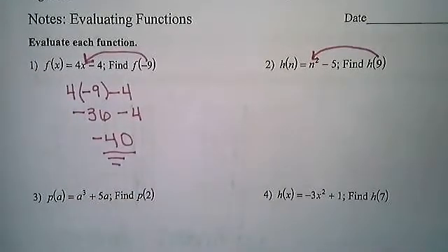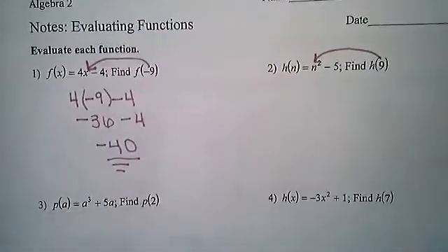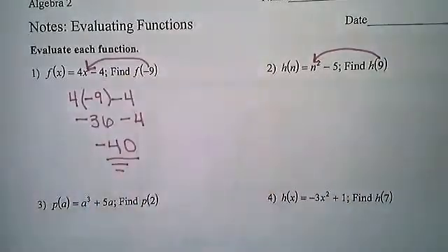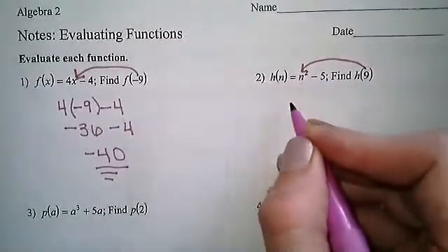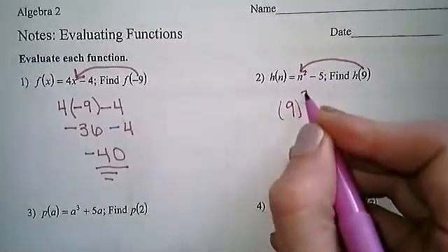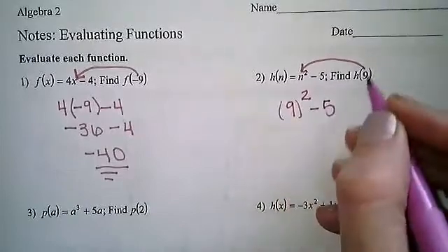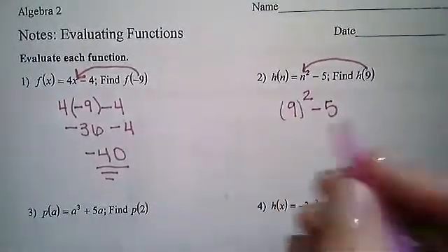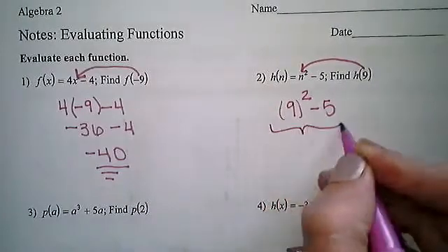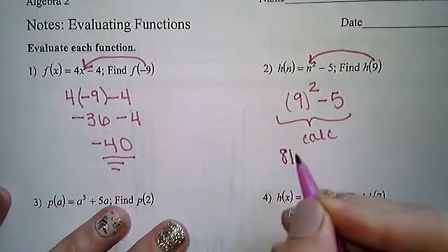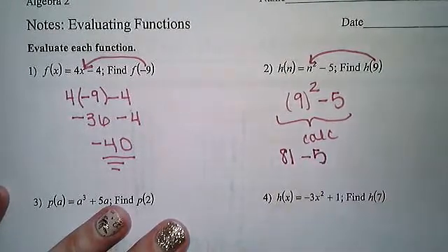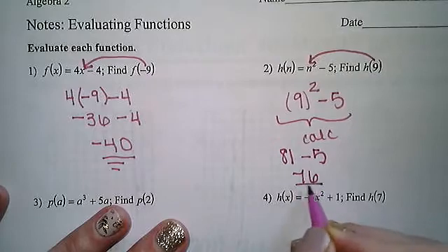So when you see this f of x, h of n, p of a, try not to let it overwhelm you. Really, you're just plugging in this number for whatever the variable is. So if we try this one, instead of n squared, we're going to do 9 squared, and we're going to put it in parentheses just in case this number were to be negative. We want our calculator to do this correctly. You can use PEMDAS, or you can put this whole thing in your calculator, 100% up to you. Just make sure you're using your negatives correctly. 9 squared is 81, and 81 take away 5 is 76.